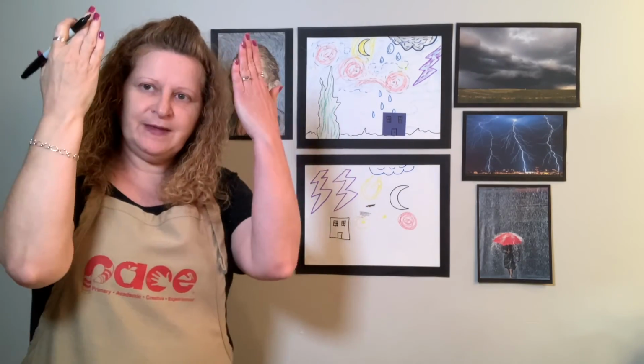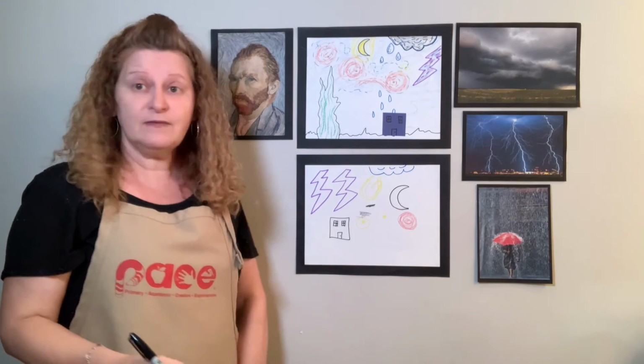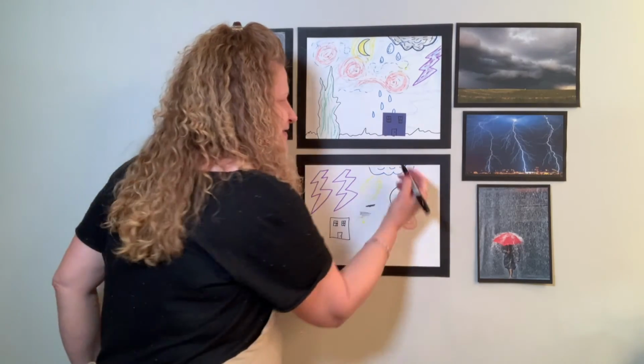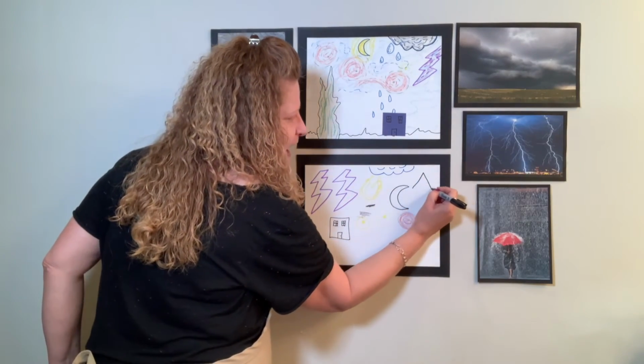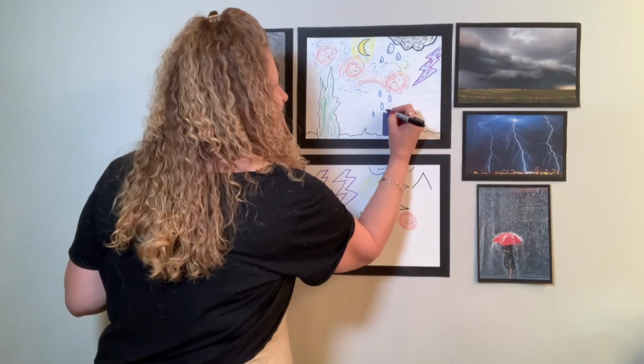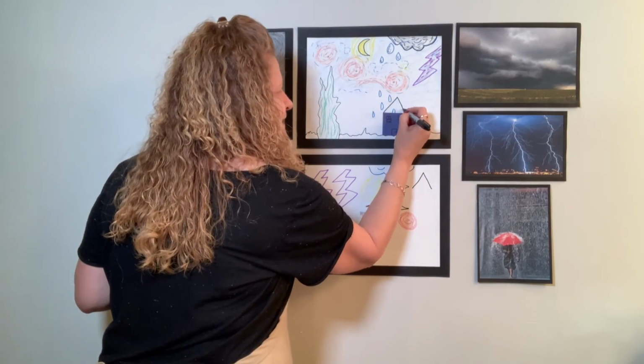Now, we're missing something on the top of our house. What do we need on the top of our house? If you said a roof, good job. We need a roof. So what we're going to do is draw the top of a triangle on top of our house. So here we go, up and down.